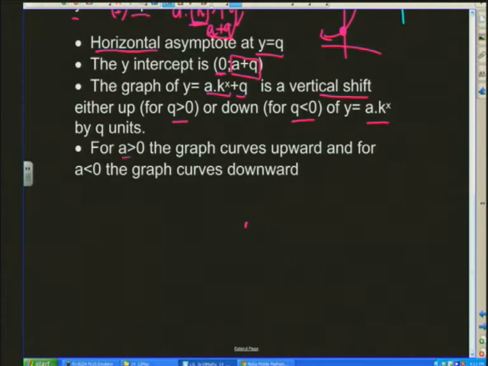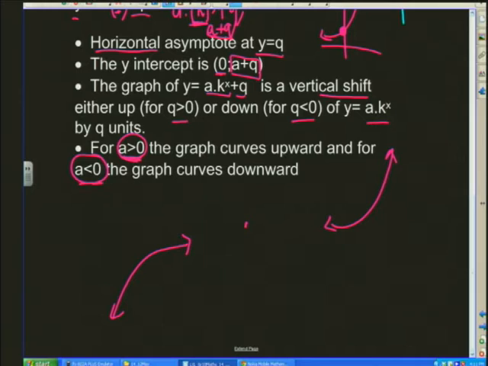Importantly, with an exponential graph, the value of a gives you the shape, as it does with the parabola. For a greater than 0, so for a positive value of a, the graph curves upwards. So it's going to do that. Okay, that's for a greater than 0. And then if you're looking at a less than 0, you're going to get a graph that curves downwards. So it's going to look like that. All right, so importantly, the value of a gives you the shape of the exponential graph.